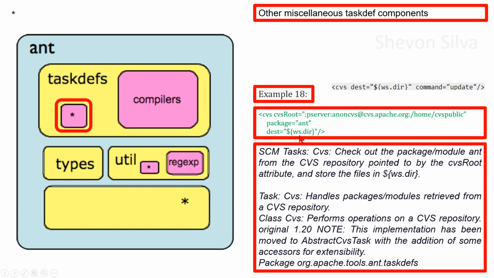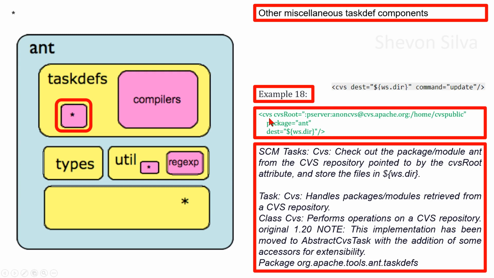Now we are focusing on CVS in SCM tasks. Check out the package/module Ant from CVS repository pointed by the CVS root attribute and store the files in here ${ws.dir}. Task CVS handles package/modules retrieved from the CVS repository.